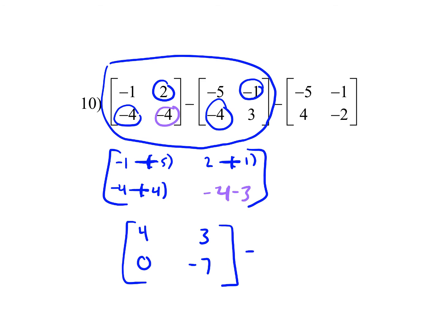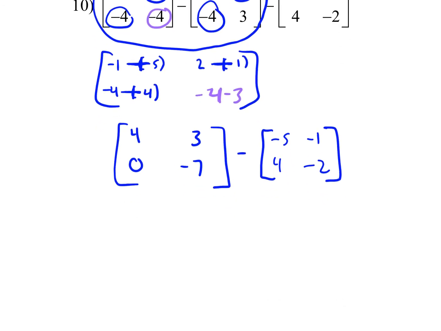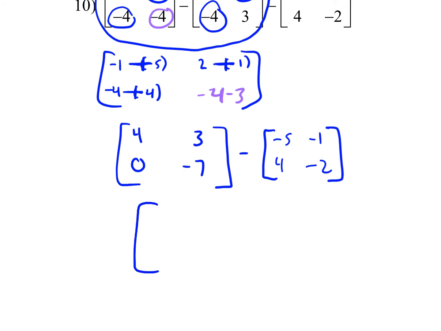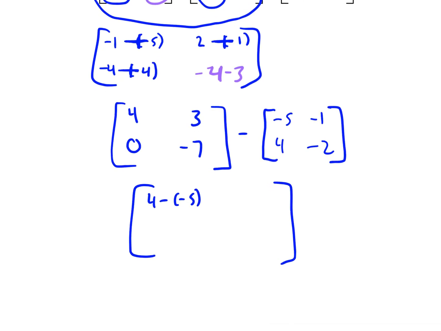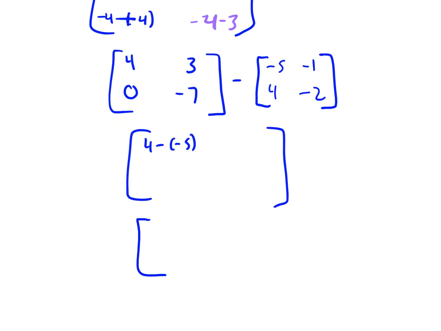Negative 7. So now I'm going to subtract the third one from it. So minus 5, negative 1, 4, negative 2. So here I have 4 minus negative 5, which becomes plus 5. Plus 5.